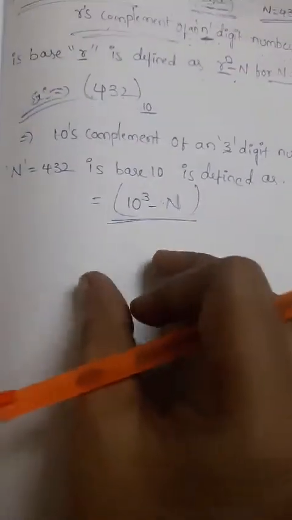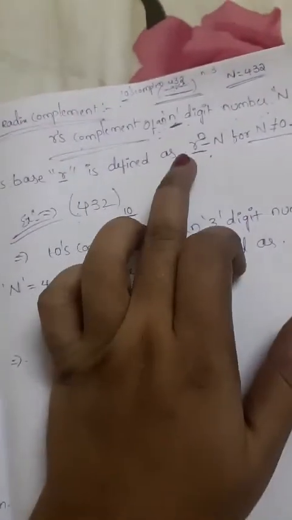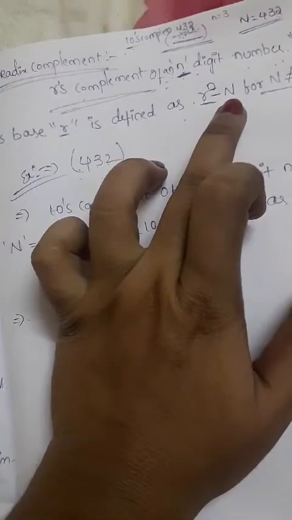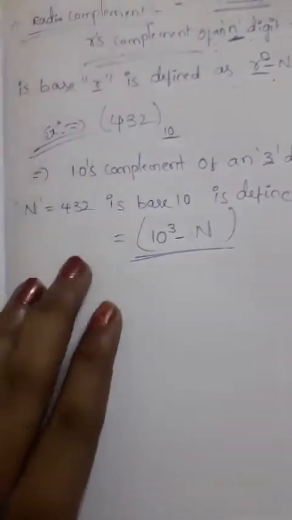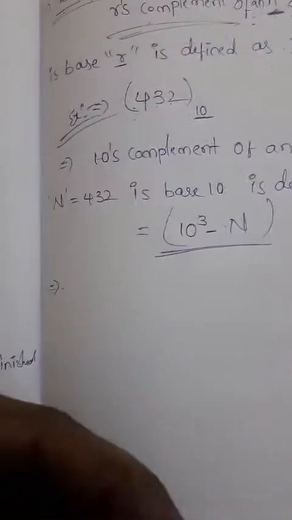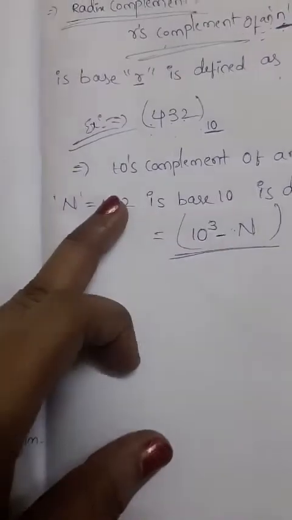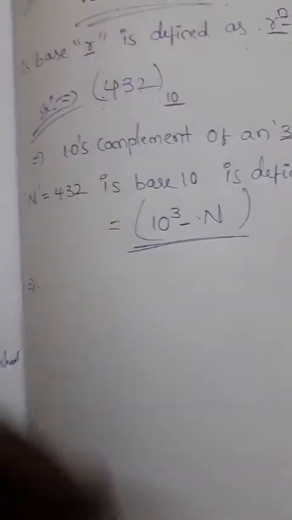Now R's complement for binary. First we define the radix complement. What is the procedure here? We define it as R power n minus N, for N not equal to 0. So remember the formula. This is the procedure to find the radix complement. For any number system, I already explained it for decimal. If you want to explain it for binary or hexadecimal, no problem.